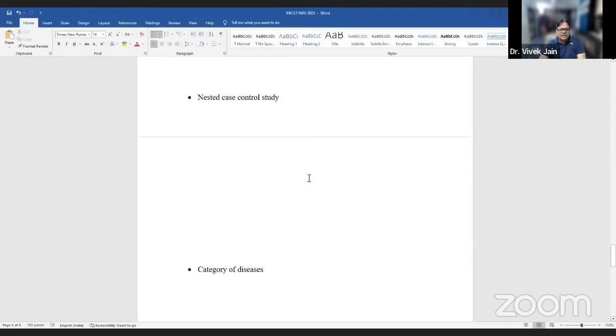Then there was one question on category of diseases, but these students were not able to tell me. Okay, from the previous question, Dr. Sushma is saying mean is affected by extreme values. Yes, median is generally not affected by extreme values. This was a repeat question.